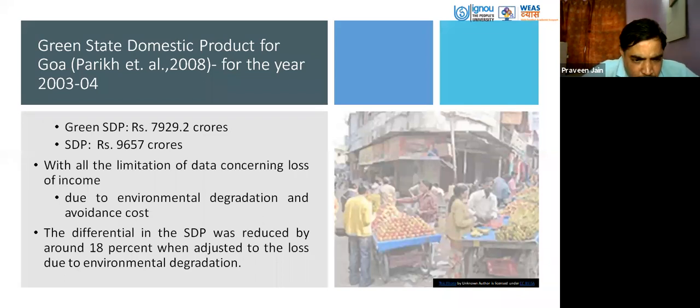So actually, when they calculated this green SDP, it was 18% lesser than the actual SDP calculated by the government. So it means there was a loss to the environmental resources. Yes, there is a loss. There was a loss to the ecosystem services, that was 18% of the total SDP.